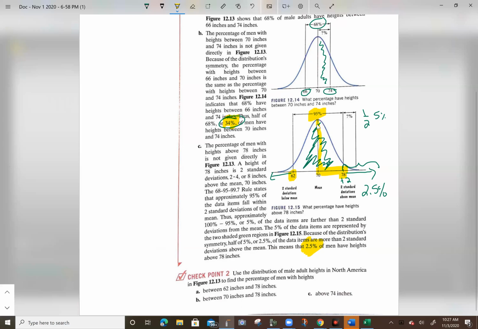And above 74. So 74, we're going to do just like we did before. Between 74 and 66 is going to be 68. That means that everything above and everything below has to be 32. And we only want half of that, so we want half of 32, which would be 16%.